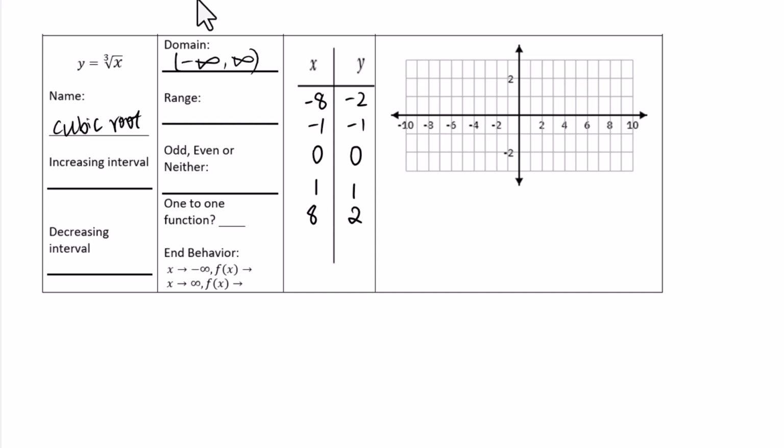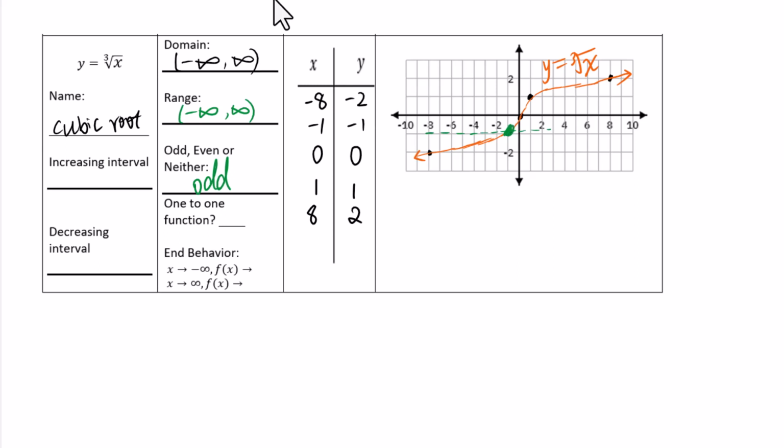We will plot these 5 points. Then connect these 5 points smoothly. Y equals cubic root of x. You could see range is also all real numbers. Since the graph is symmetric about the origin, it's an odd function. Let's draw a horizontal line.